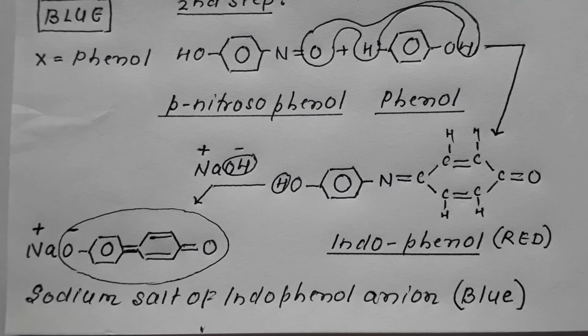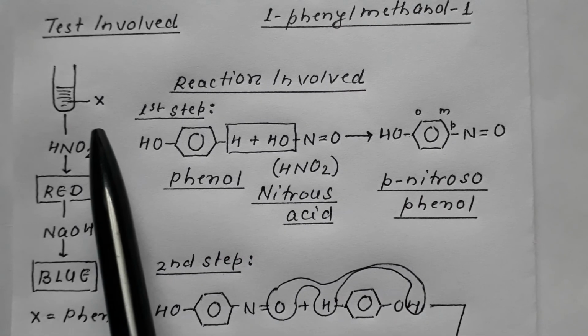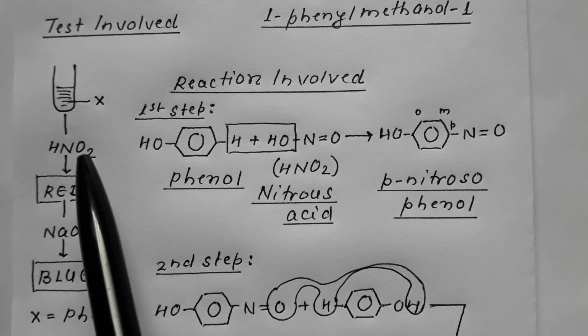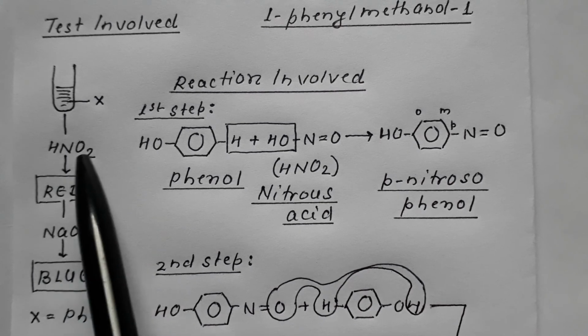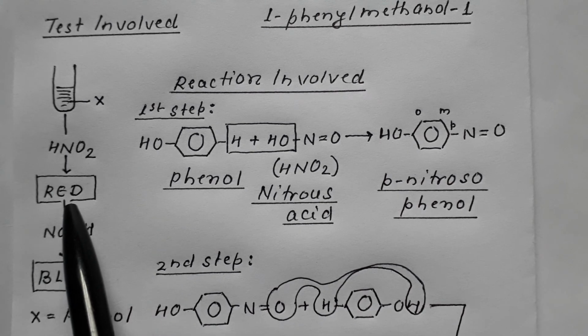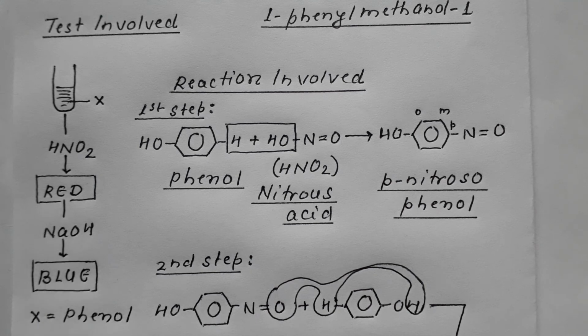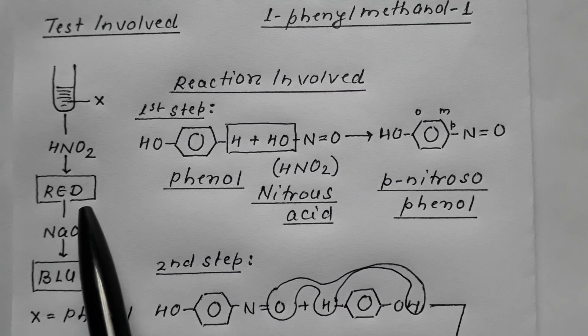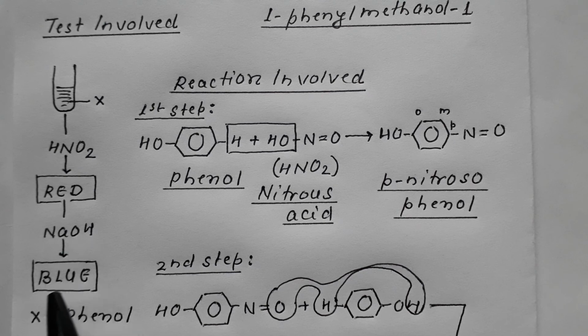So let us revise it. If I rediscuss the complete concept again, if into any unknown compound we add HNO2 and we get red, this red is due to formation of indophenol. And when into this red we add NaOH and we get blue, this blue is due to formation of indophenol anion.